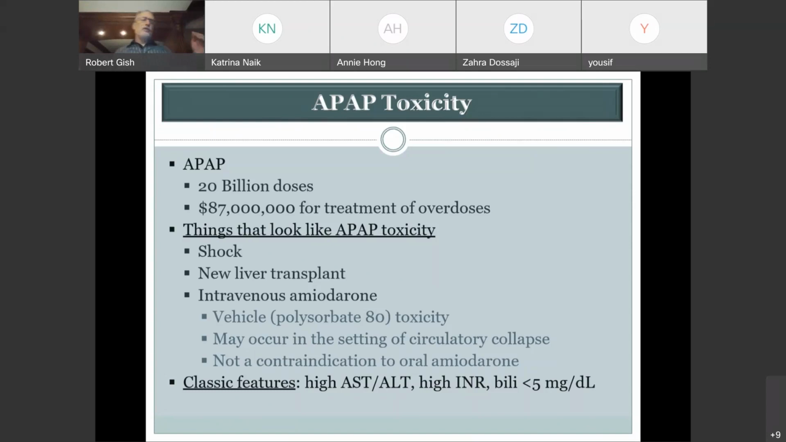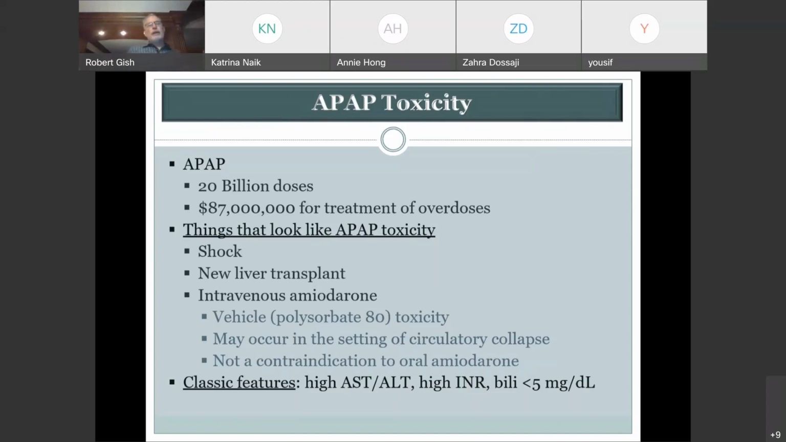You always got to take a history about shock, blood pressure, syncope. That can look like acetaminophen. They may be on a little bit of acetaminophen. They get shock from sepsis or something else, a cardiac event, that you might draw an APAP level and it might come back positive, and you go, oh, it's acetaminophen toxicity.